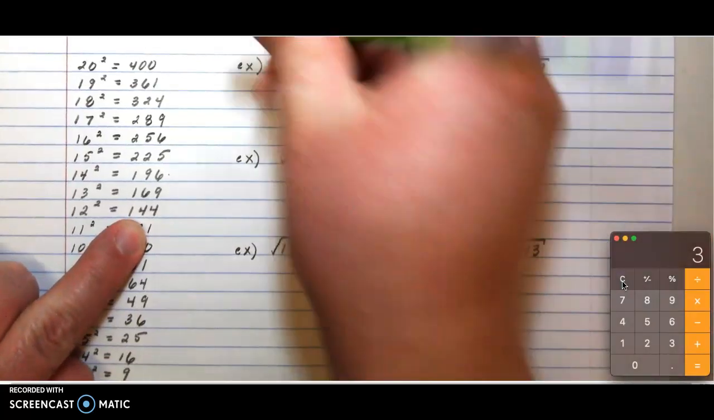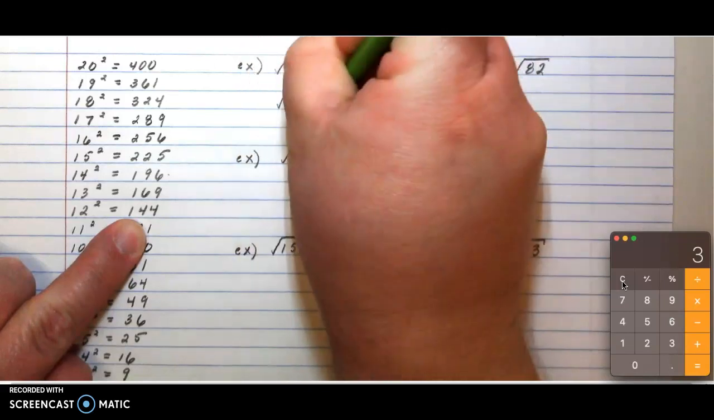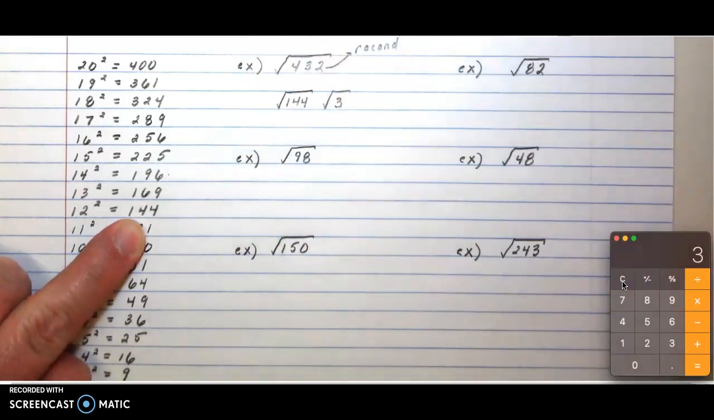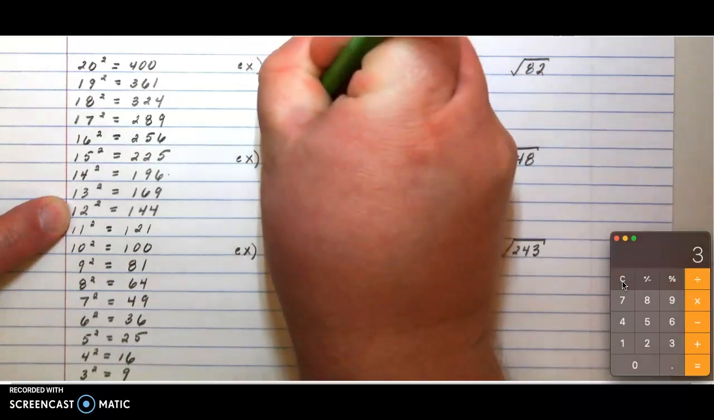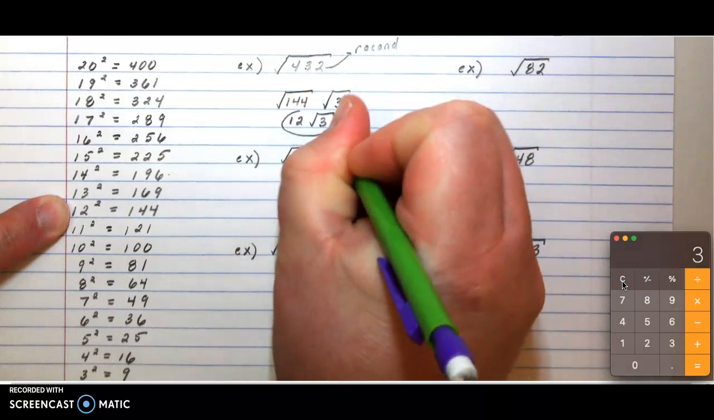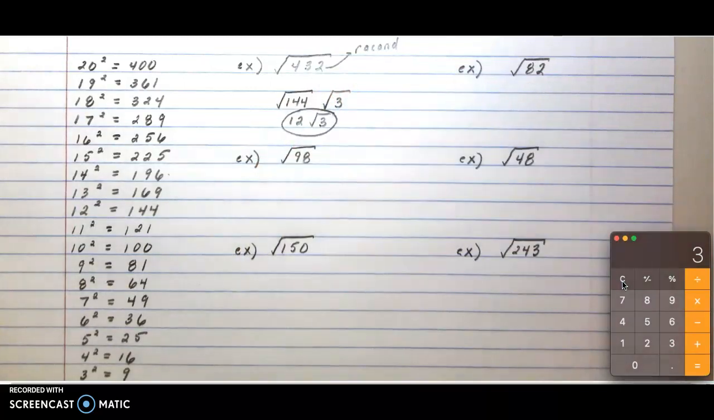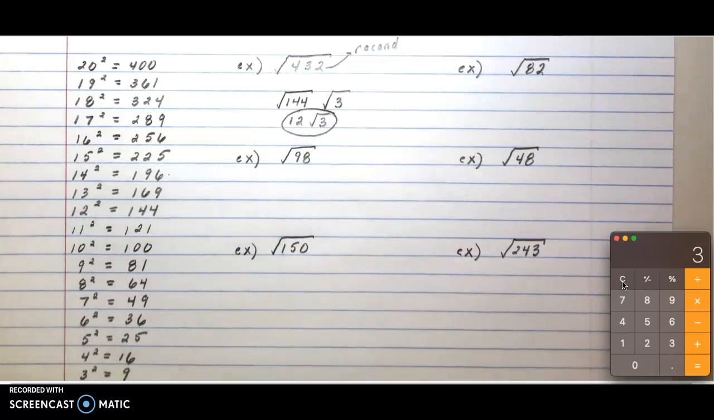So we're going to write the number first, broken up, as 144 and 3. So we're going to break root 432 into root 144 and root 3. And we know the square root of 144 is 12, because 12 times 12 is 144. So our answer is going to be 12 root 3. So 12 root 3 is the same thing as root 432. It just is simplified. So we're going to try that for all these problems here.